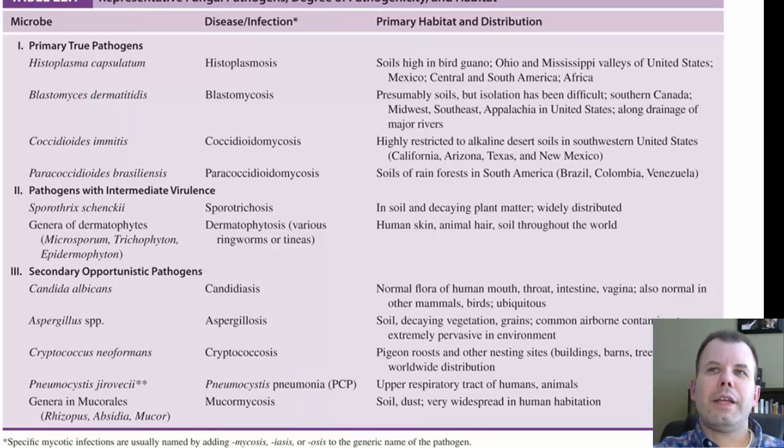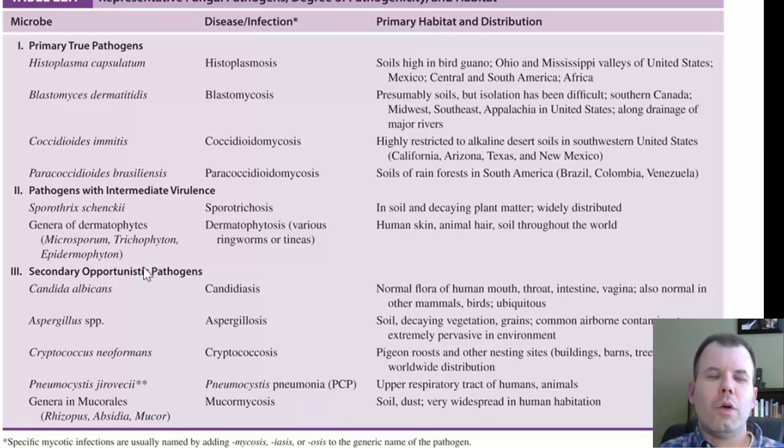Again, the intermediate virulences include a lot of the dermatophytes, which includes lots of things like ringworm, athlete's foot, jock itch, a number of different types of skin infections. Sometimes you can get fungal infections of the scalp and all these other things. And so, thinking about skin in these things or cutaneous infections, that's where you're going to see those.